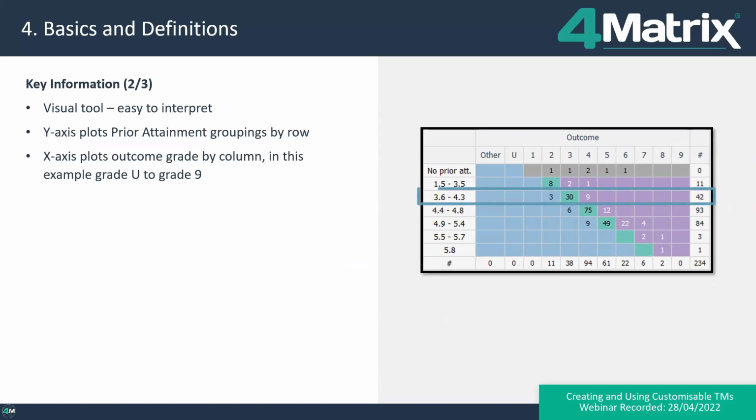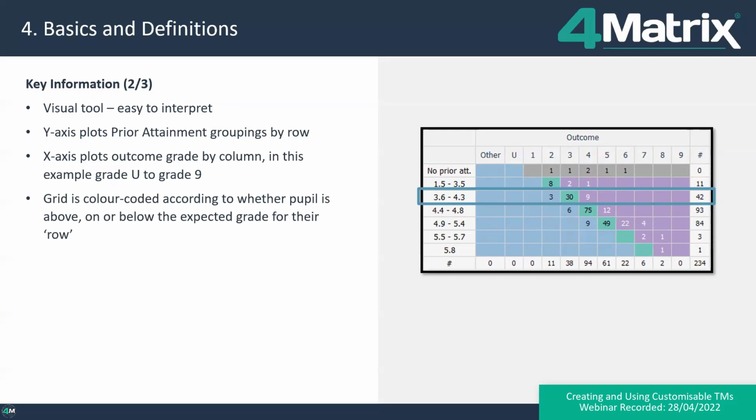In this case, our transition model plots a pupil with prior attainment P8 start point score values of 3.6 to 4.3 in the third row. Pupils are then plotted in columns according to their outcome grade in the chosen subject. So we can see we have 3 pupils on a grade 2, 30 on a grade 3, and 9 on a grade 4. The grid is color-coded according to the outcome expectations, and so we have blue for below expected, green for expected, and purple for above expected.